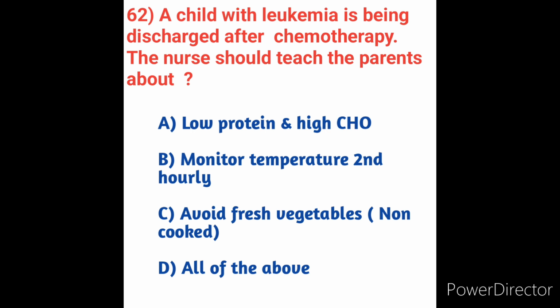We will see the options here. Option A, low protein and high carbohydrates. Option B, monitor temperature second hourly. Option C, avoid fresh vegetables, meaning non-cooked. Option D, all of the above.